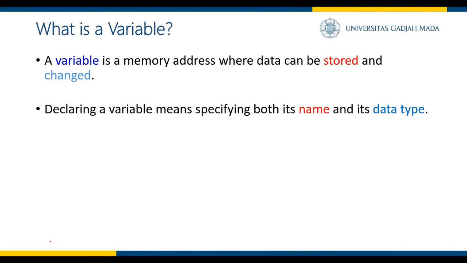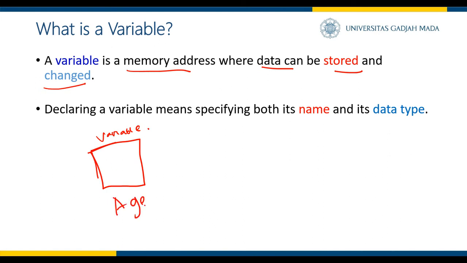And then, what is a variable? A variable is a memory address where data can be stored and changed. So it's like we have a place and we give an identifier to that place. This is a variable. So we name it like age maybe. So it will store the age data. For example, the age is 20. It will be stored in the variable, namely age. So it's a place, the memory address, where we can store and change our data.